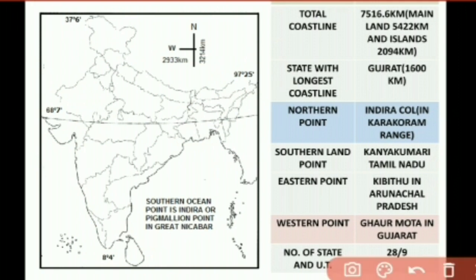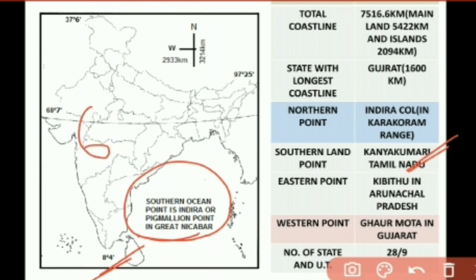Just I have mentioned that the southernmost point is Kanyakumari, Tamil Nadu, but there is a confusion. If the question comes that the southernmost point including only land area, then the answer will be Kanyakumari, Tamil Nadu. The latitudinal value is 8 degree 4 minute north. But if the question comes the southernmost point including the ocean surface, then the answer will be Indira Point, which is also known as Pygmalion Point, situated in Great Nicobar. The latitudinal value is 6 degree 4 minute north.